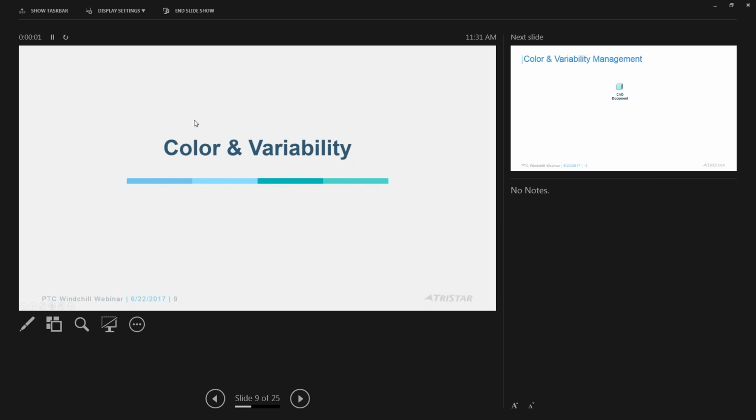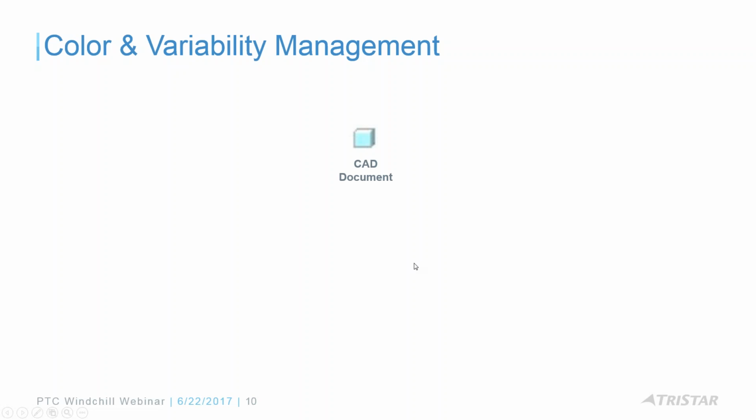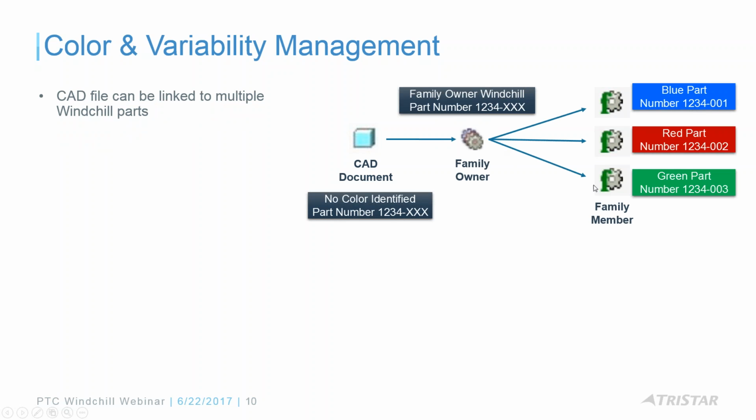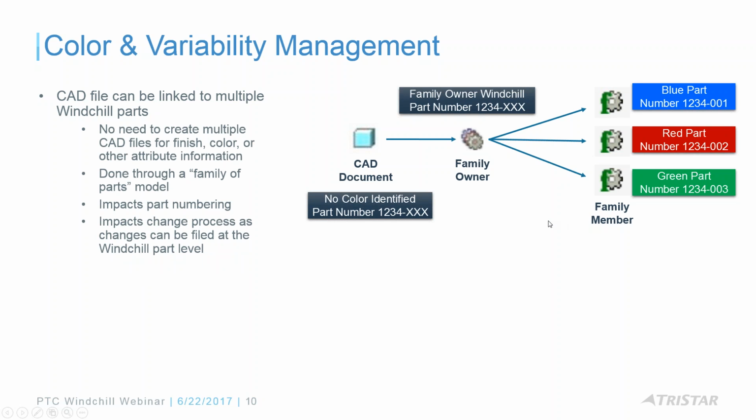Next section I want to take a look at is how can we manage variability and color. So one of the things in Windchill that we can do is manage variability, including colors, using those options and variants. But in some cases, I may not need to do that. So TriStar has an app that allows me to create family parts off of Windchill BOMs, off of Windchill parts. So there will be a generic family owner which may have different variations off of it tied to only one CAD model.